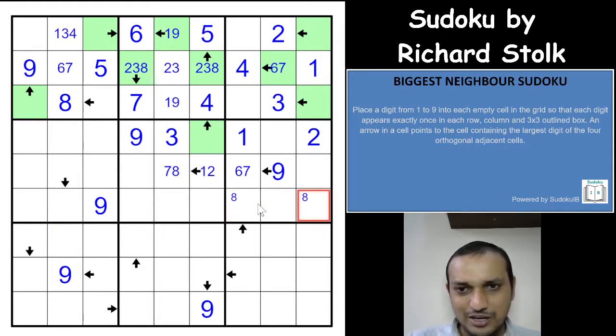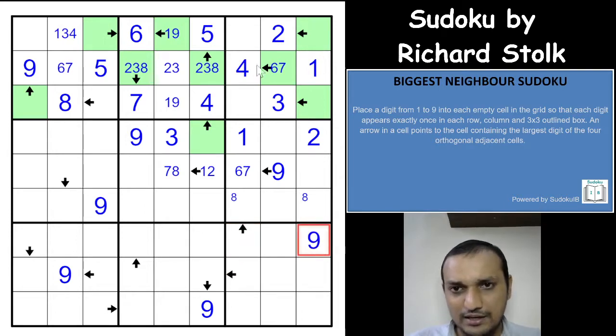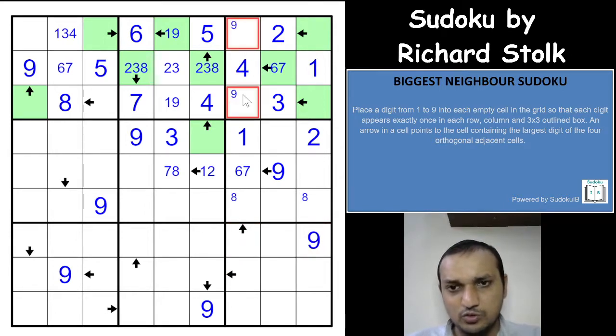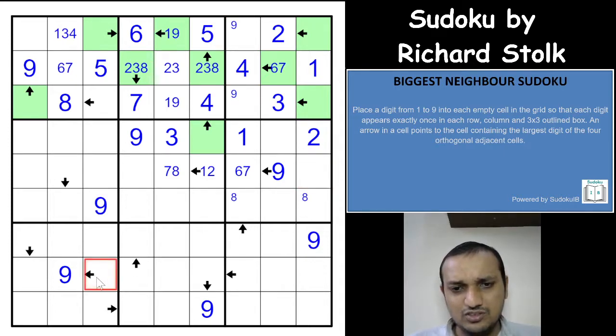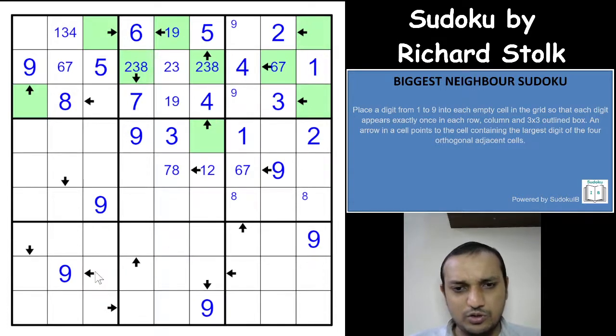Okay, so that means we get a 9 in one of these 2 cells. Nine cannot be here because not pointed by this arrow, so this would have to be 9. That gives you 9 in one of these 2 cells. Okay, that's done. So we have done all the 9s here, and I think this arrow is also fulfilled now. It won't be used because none of these 3 cells can have a 9, and this is the maximum digit it is pointing, right?